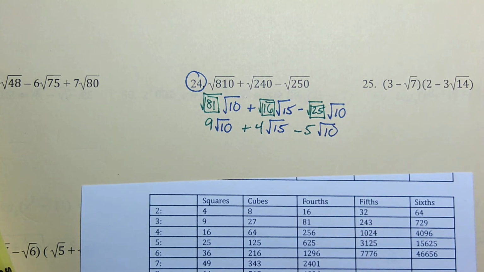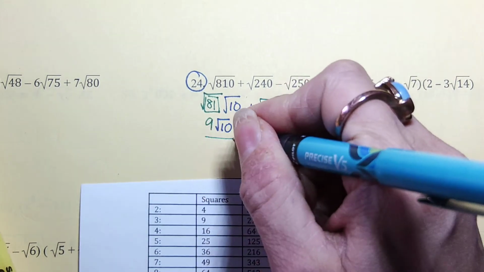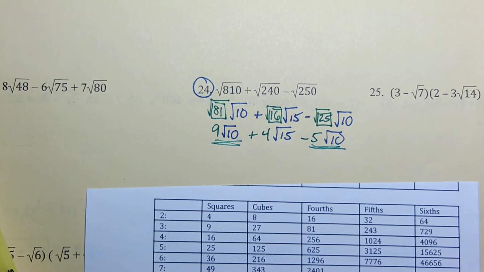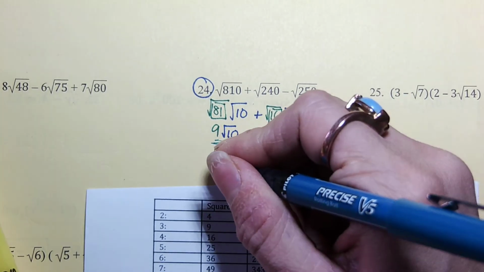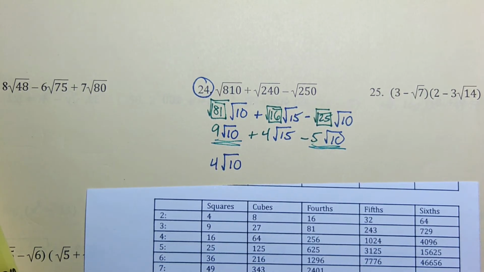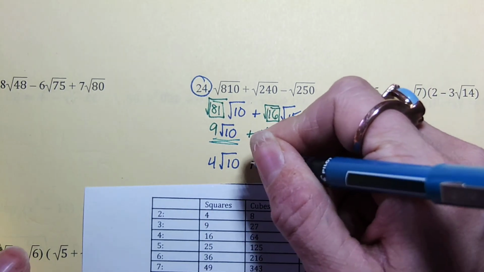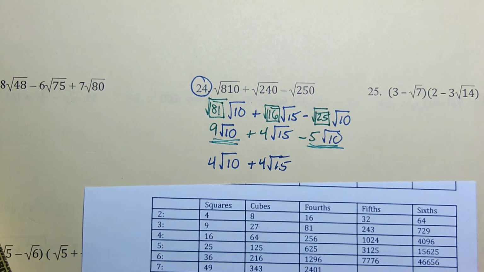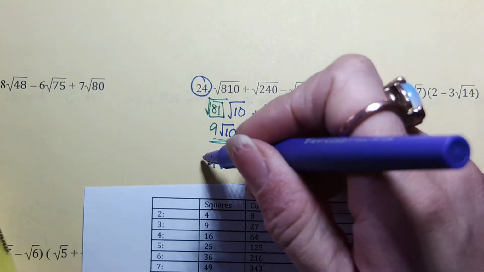So do we have any like terms that we can put together? 9 rad 10, negative 5 rad 10. That's right. If I have 9 radical 10s and I subtract 5 radical 10s, how many radical 10s do we have? 4 radical 10. So nothing happens to the radical. It behaves like a unit, but you do add or subtract the coefficients. And then 4 rad 15, nothing happens with that one. So this is as simplified as that answer will go.